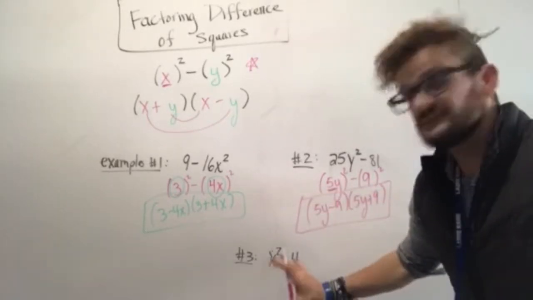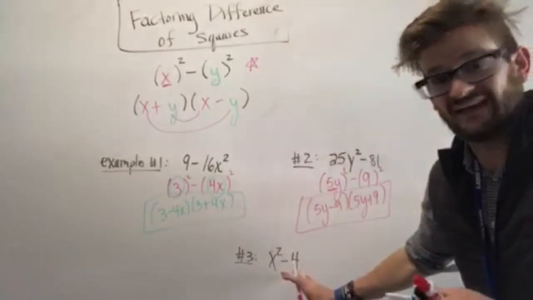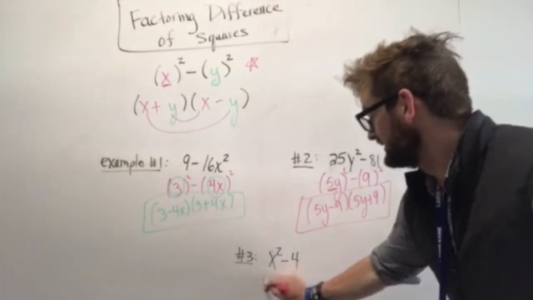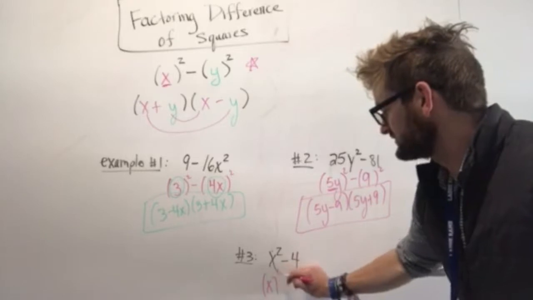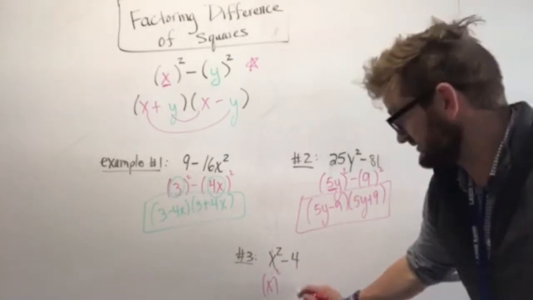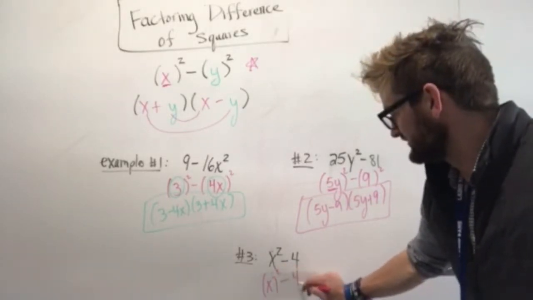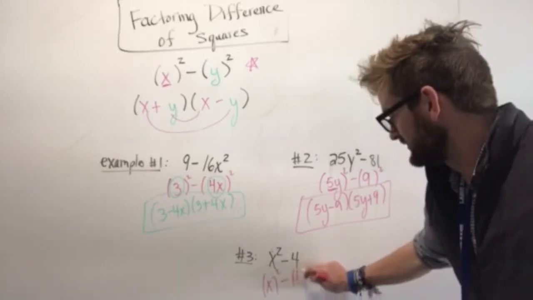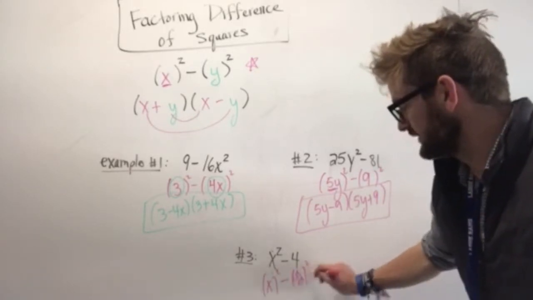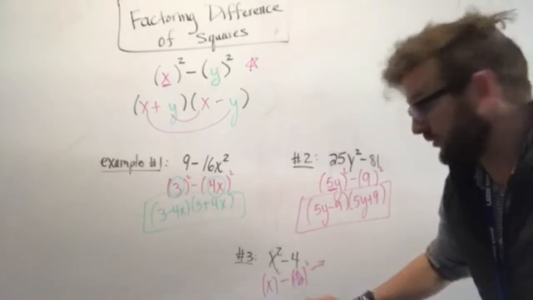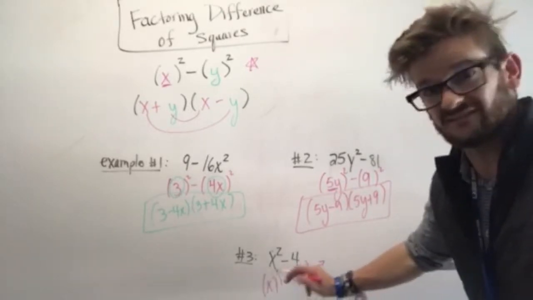The last example, this is the most basic example, we saved it for last. x squared minus 4. Well, x squared is the same as x squared. I know that looks a little odd. Minus, let's do something squared to get 4, which is 2. So if I take that to factored form, it's x minus 2 and x plus 2.